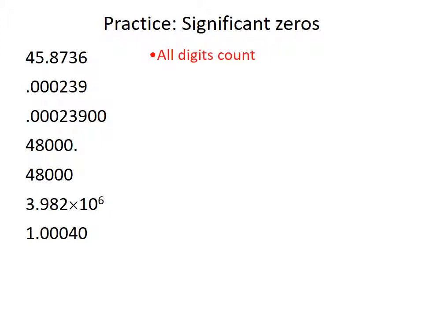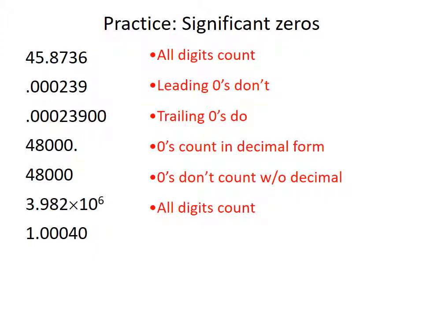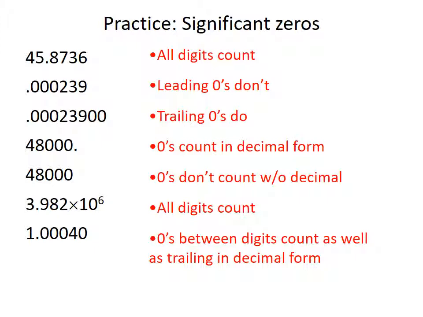Okay, so let's look at this. For 45.8736, there's no significant zero, so all digits count. For the next one, 0.00239, the first three zeros don't count because they're leading. For the next one, 0.0023900, the leading ones don't count, but the trailing ones do. For the next one, the zeros count in decimal form. In 48,000, the zeros don't count because there's no decimal. Gotta be very careful with that. All digits count for that one, and for the last one, the zeros between the digits count as well as that final zero at the end. Hopefully you got 4 marks for that.